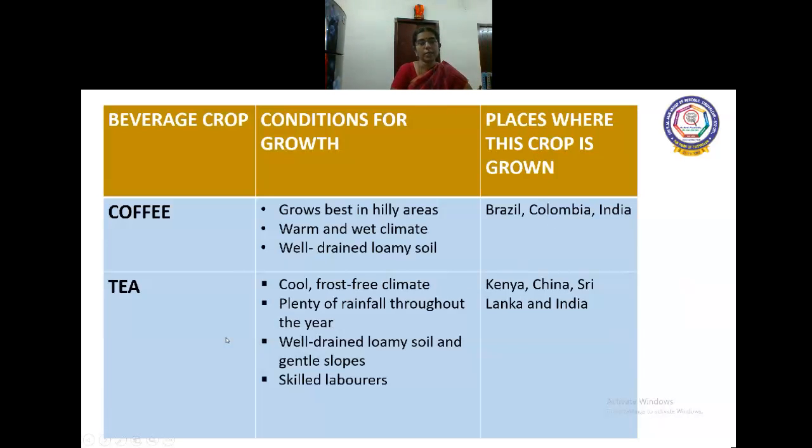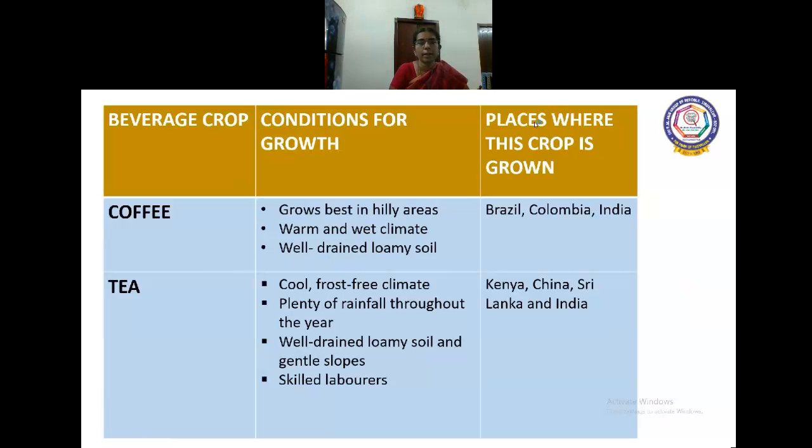Then tea, it is grown under the conditions of cool, frost-free climate. It needs plenty of rainfall throughout the year, but there should not be any water logging. And well-drained loamy soil and gentle slopes. It is grown on gentle slopes so that water cannot stagnate. It will flow off. So we need well-drained loamy soil and gentle slopes.